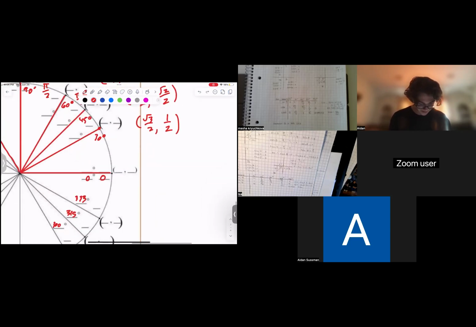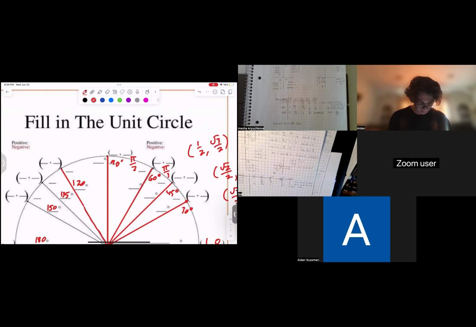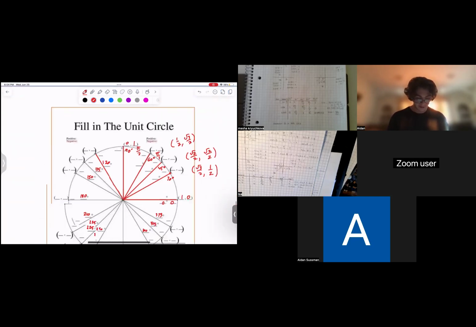Sorry, I keep skipping 0. But 0 degrees, well, that's 1 along the x and 0 along the y. And at 90 degrees, well, that's 0 along the x and 1 along the y.